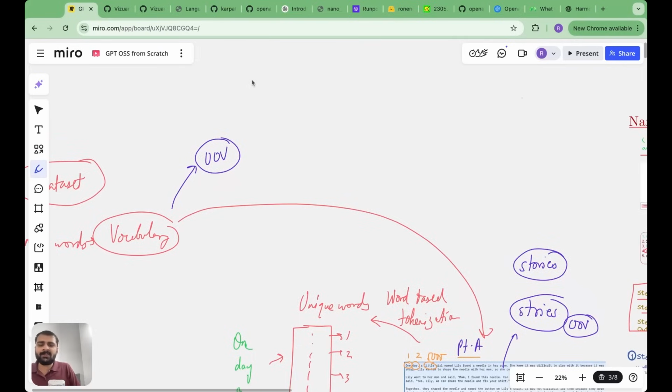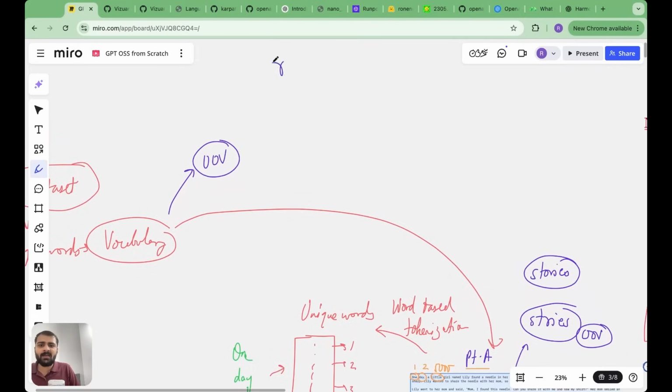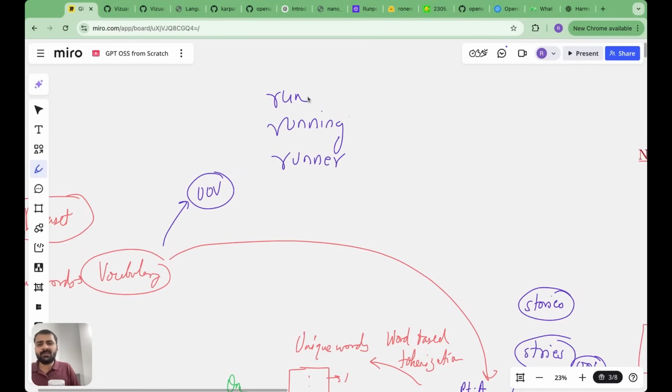The second issue is that consider words like run, running, runner. All of these words will be assigned a different token ID, right? But clearly they have some root, but that entire meaning is lost. All of these will be assigned different token IDs. So there is no prefix meaning which is retained. That prefix meaning is lost, the suffix meaning is lost, not very efficient.